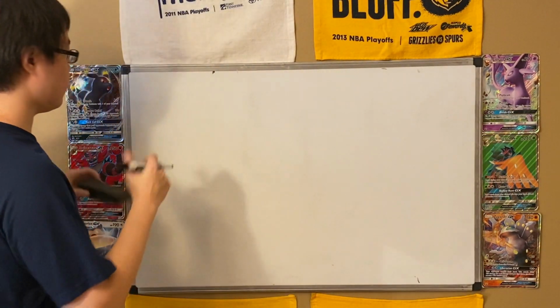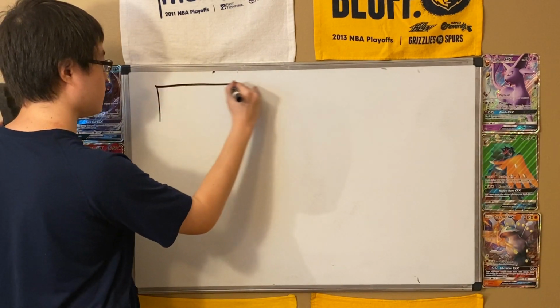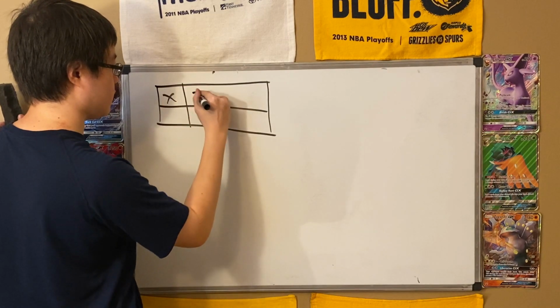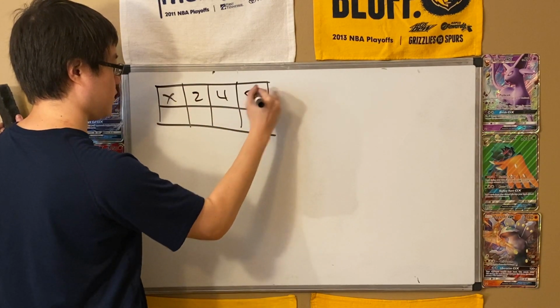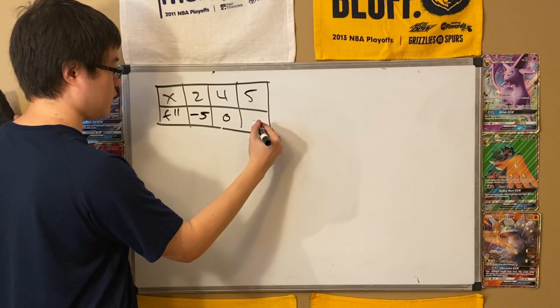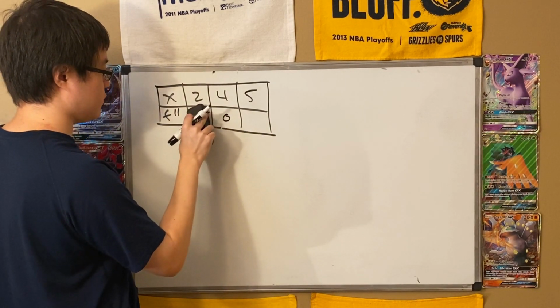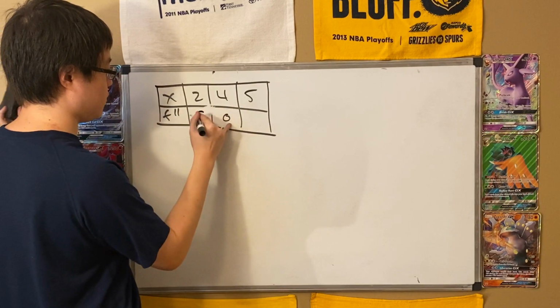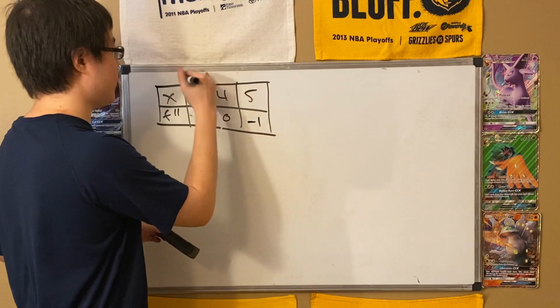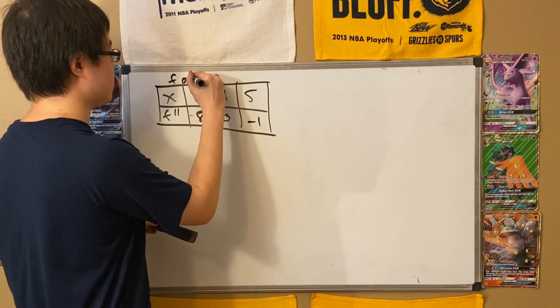And let's say we have this table right here. And then we have f double prime values instead. Let's do 5, 0, let's do something like 8, 0, and -1. And let's say we have this as well, where we have that f and all of its derivatives.